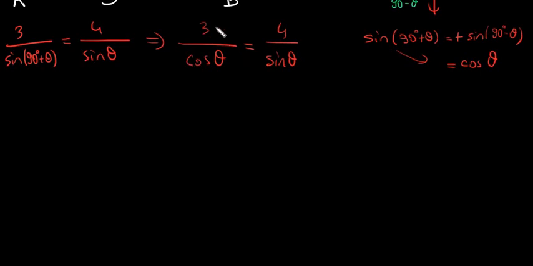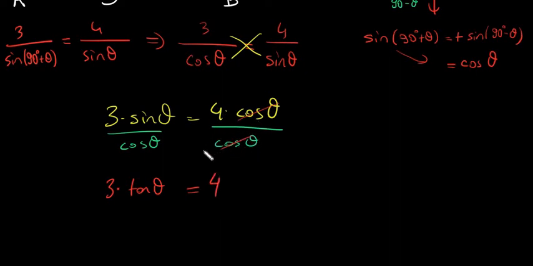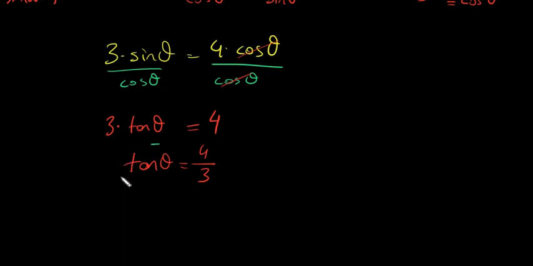Let's just cross multiply these two: 3 times sine of theta, because we are cross multiplying, and 4 times cosine of theta. And now I want to divide both sides by cosine of theta, because I want to get sine of theta over cosine of theta. So I'm going to be left with 3 times sine of theta over cosine of theta, which is tangent of theta, equal to 4, because cosine of theta and cosine of theta cancelled out. And now I can divide both sides by 3, so I get tangent of theta is equal to 4 over 3. This is going to be the answer. Tangent of theta in this example is going to be equal to 4 over 3.